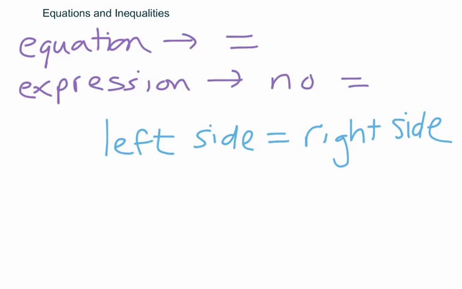I have had students who talk about the sides, and what they mean is the numerator and denominator of a fraction, like the top side and the bottom side, and that's just not how we talk about it mathematically. So if somebody is talking about the left side and the right side, or very frequently you'll hear someone say both sides, this is what we're referring to: the left side and the right side of the equal sign.